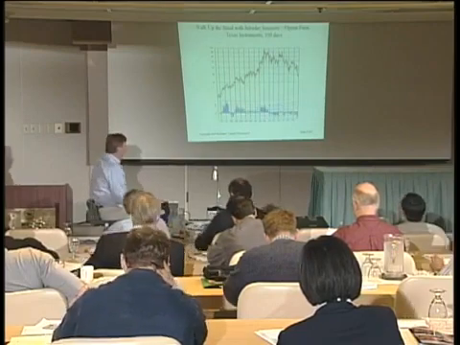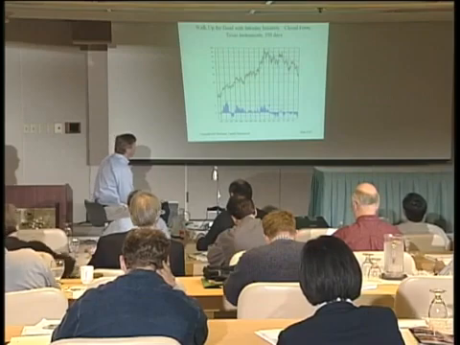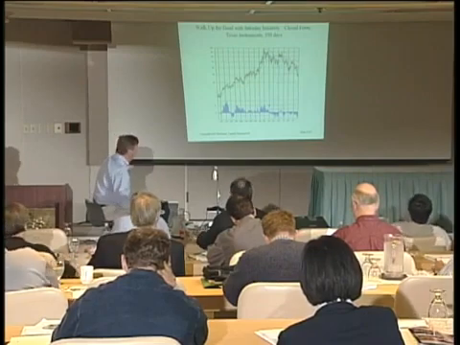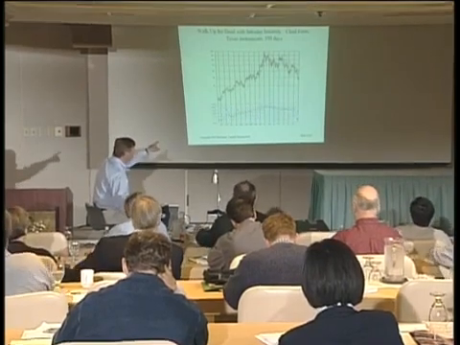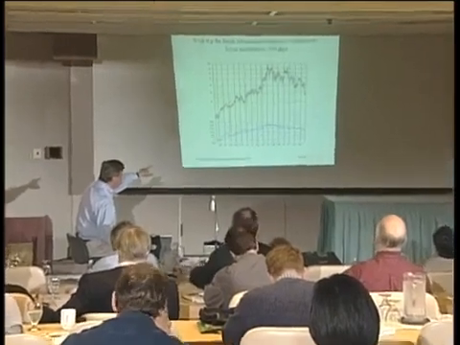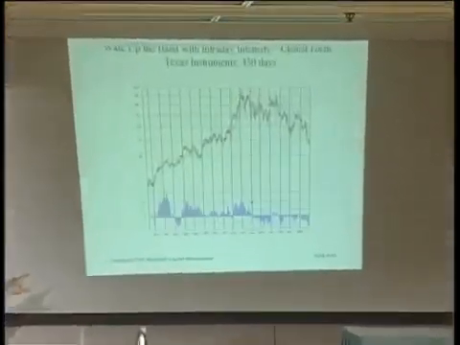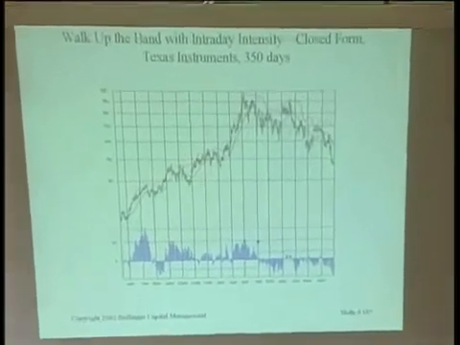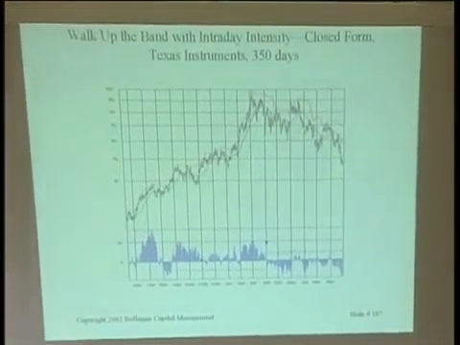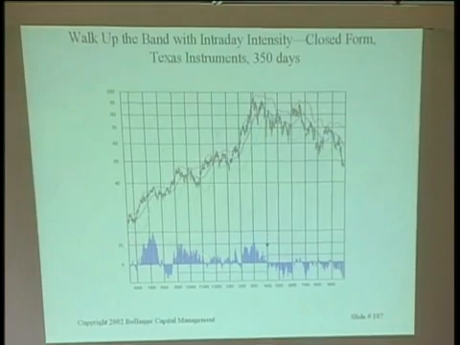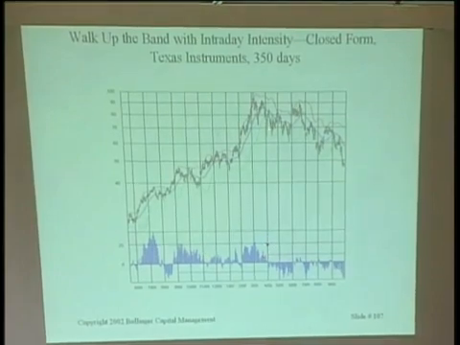Here's the indicator that I told you about before. This is simply a short-term version of this indicator. This is intraday intensity in its open form. This is closed form, a 21-day version of intraday intensity. Here's the pivot point right here. The pattern of the indicator is broken by this decline.